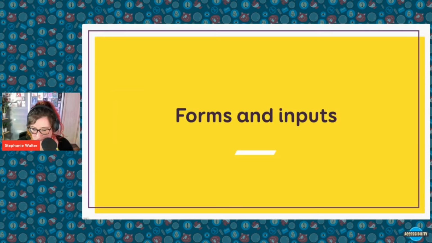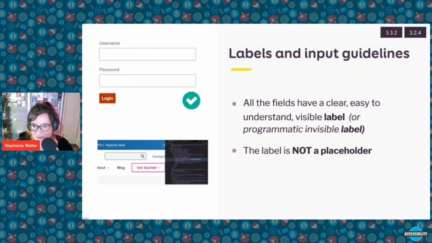Then about forms and inputs. The first guideline I can give you is make sure that all the fields have a clear, easy to understand, visible label. So in my example at the top, I have username, and then I have the field, password, and then I have the field.